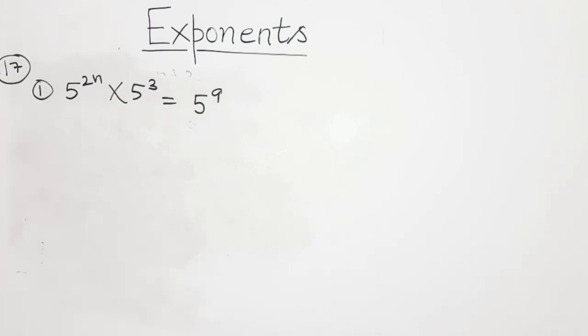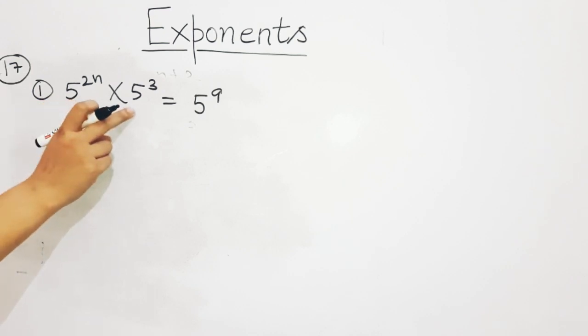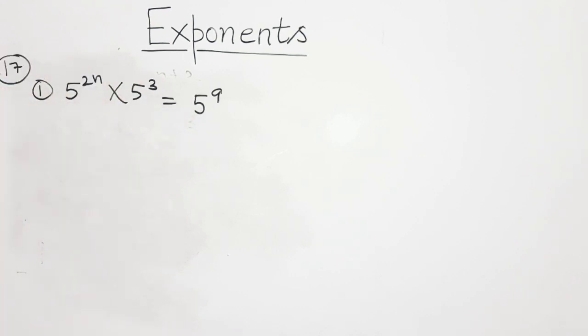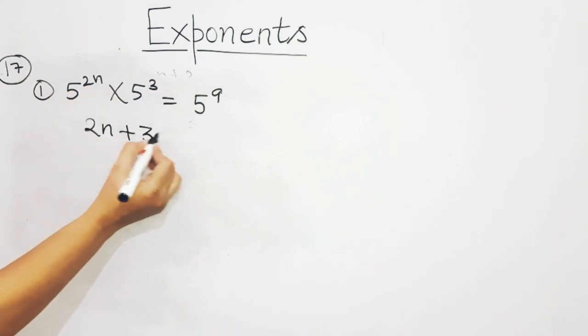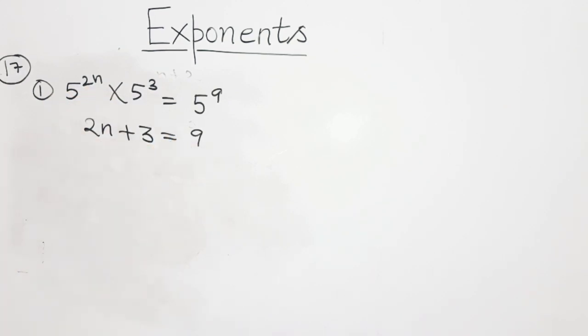As you all can see, the base is the same: 5, 5, 5. I have already told you, once the bases are the same, then you can equate the powers. So powers can be equated. Now in multiplication the powers are added. So it will be 2n plus 3 is equal to 9.